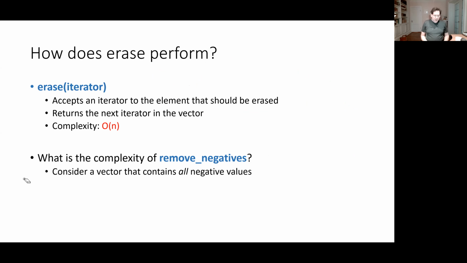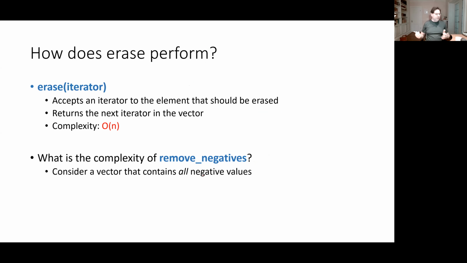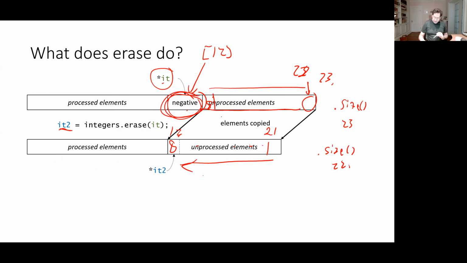So how does it perform? Let's just talk first about what it does. It accepts an iterator to the element that should be erased. It returns an iterator to the next element in the vector, and its complexity is order n. The reason it's order n is because of this copy. In the worst case, it could copy n elements over by 1, and in the average case, it does copy n over 2. So both the worst case and the average complexity are pretty bad. It's order n.